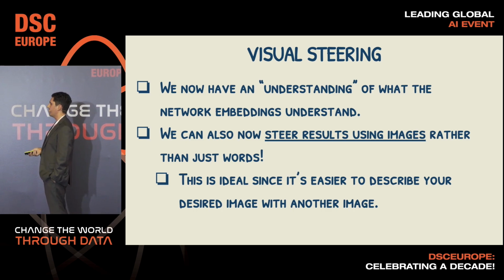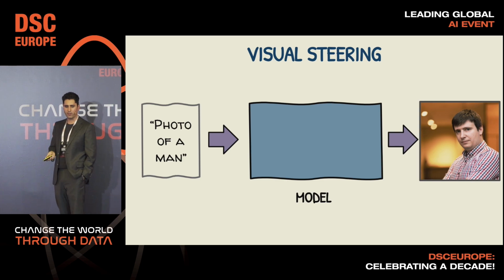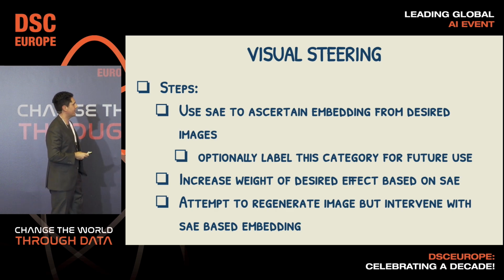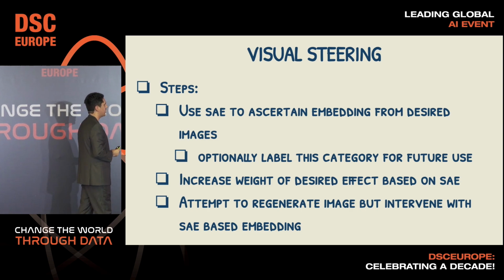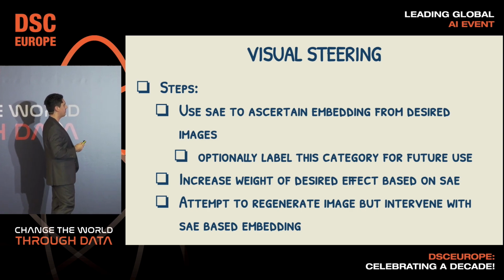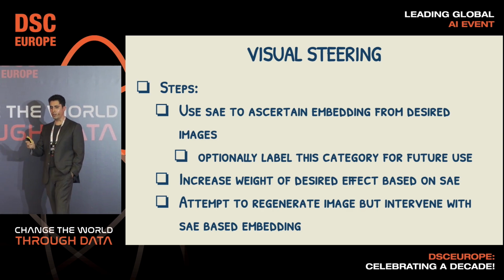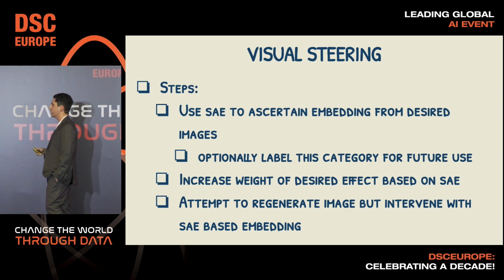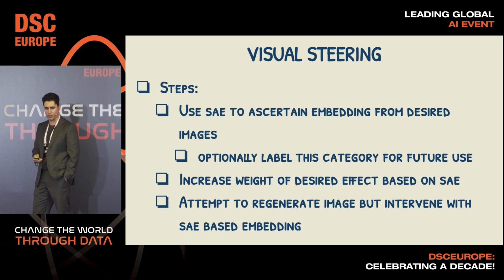So to give you some real examples, typically you would say, okay, give me a photo of a man, and you produce a photo of a man. But if you wanted to perform visual steering, you could perform what is essentially an intervention on the original CLIP text embedding. So you could use that sparse autoencoder to ascertain an embedding from desired images. And optionally, you would label this category for future use. So you could say, hey, these are the blue weights or the house weights, et cetera. And you can then increase the weight of that desired effect based off that sparse autoencoder, and then intervene with a new embedding to regenerate the image based off the sparse autoencoder embedding that you created.